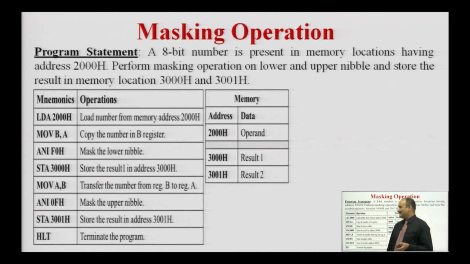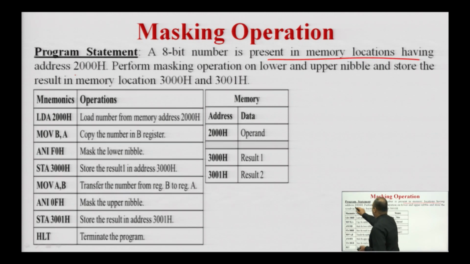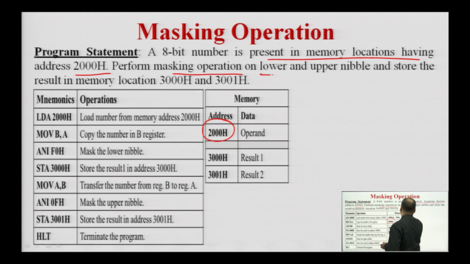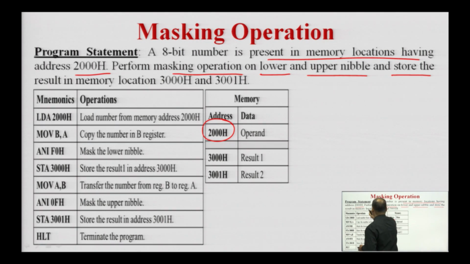Next program is the masking operation. Masking means to hide the number. In this program, an 8-bit number is present in the memory location having address 2000H. So, at the 2000H memory location the operand or 8-bit number is there. Perform the masking operation on the lower and upper nibble and store the results in memory locations 3000H and 3001H.